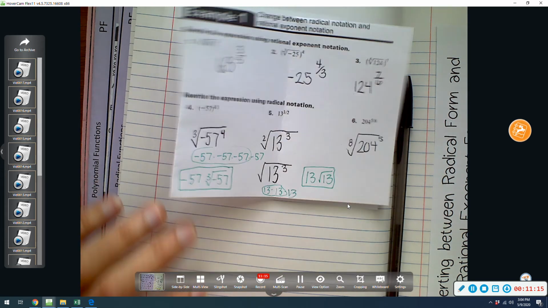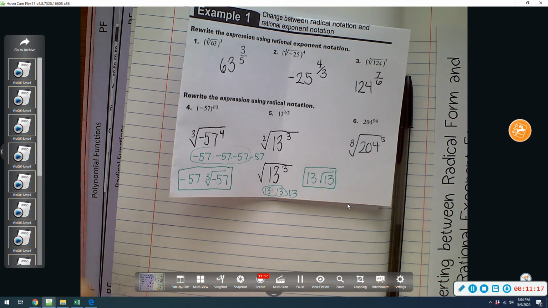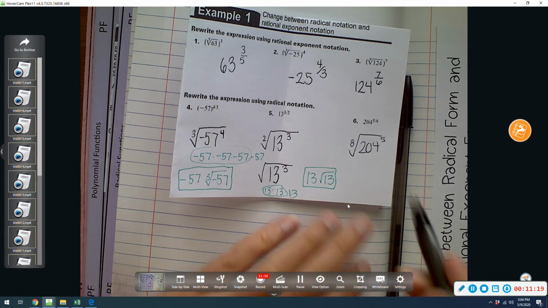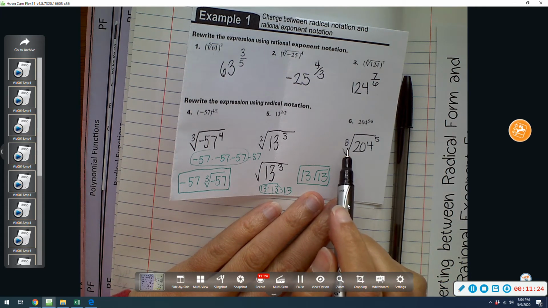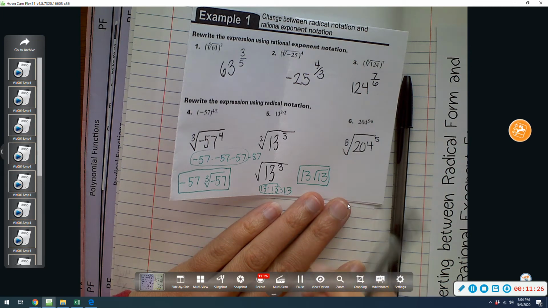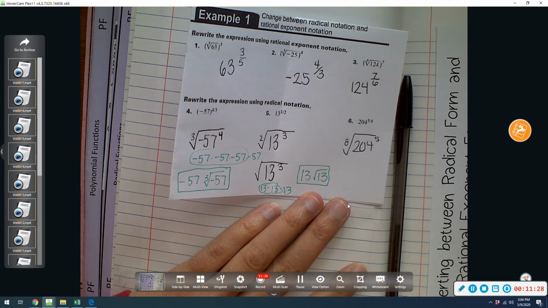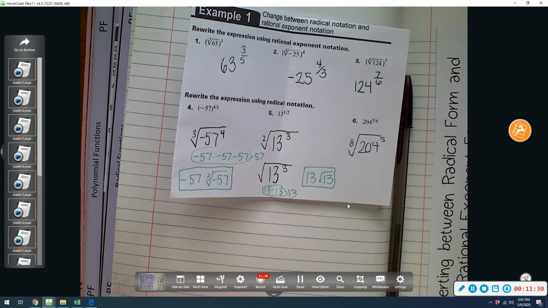Now if you don't feel like you're quite there yet, that's okay. We're just talking about rewriting for now. But on this one, I'm looking for groups of 8, and in that 204 I only got 5 of. So I'm not going to be able to take any out, and I don't want to do 204 to the 5th power, like that ain't happening.